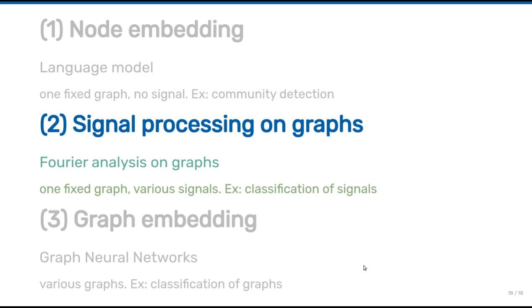So this finishes the second part where we saw signal processing on graphs using Fourier analysis, where you have one fixed graph and various signals living on these graphs, and to be able to do classification or regression on these signals, thanks to convolution on graphs.